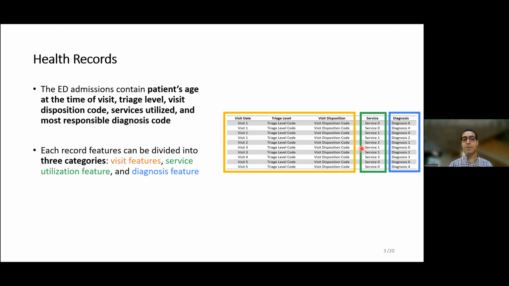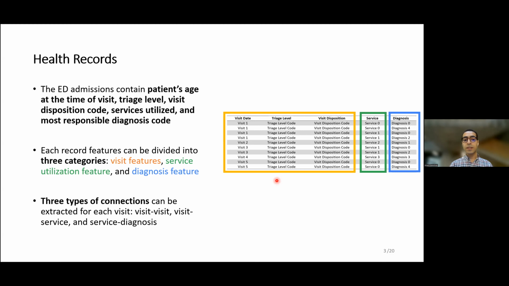Each record feature can be divided into 3 categories. The one with the orange rectangle around it, those are visit features. The green ones are the service utilization features, and the blue ones are the diagnosis features. Also, 3 types of connection we can extract from these: visit connection, visit service, and service diagnosis.